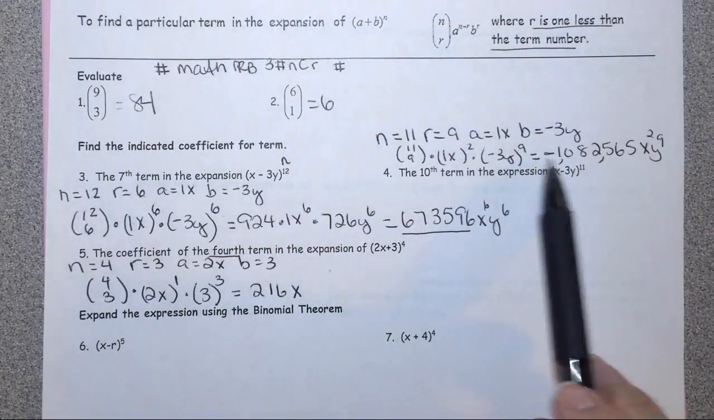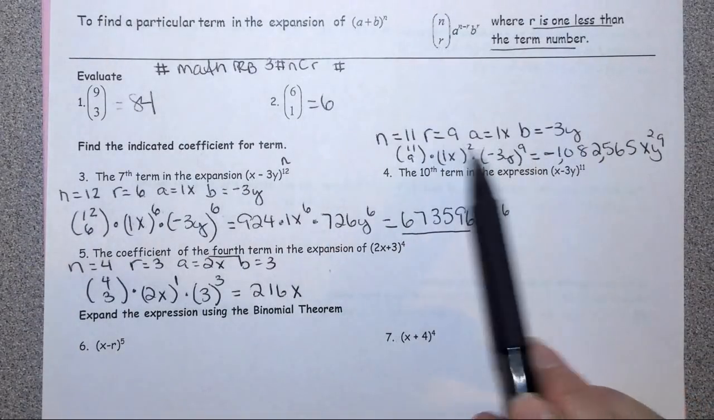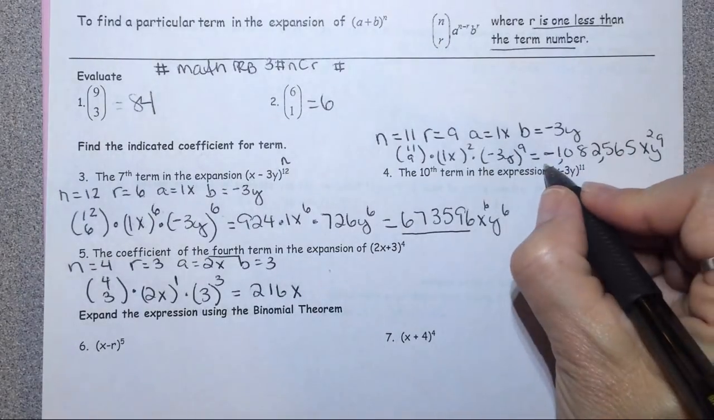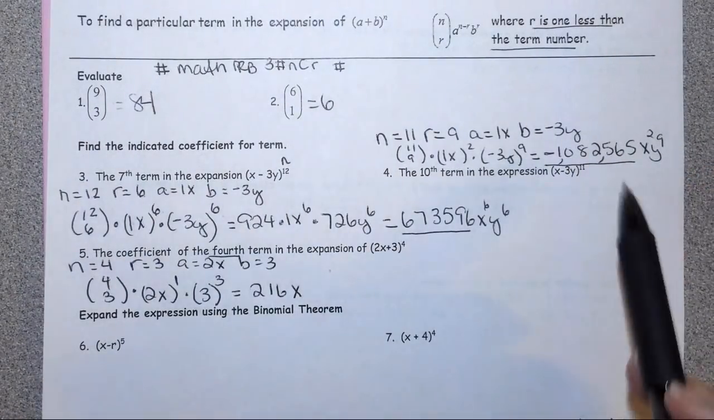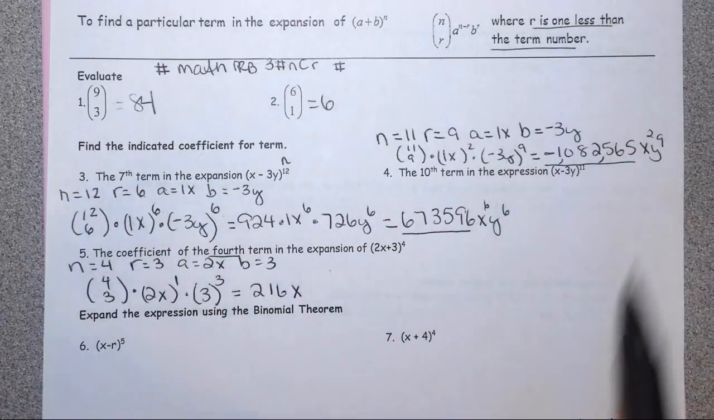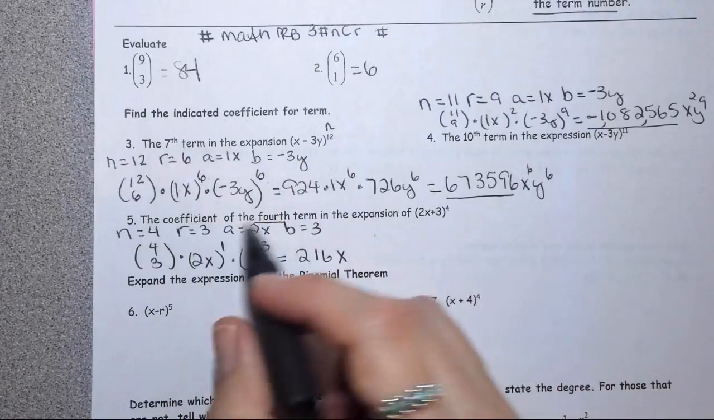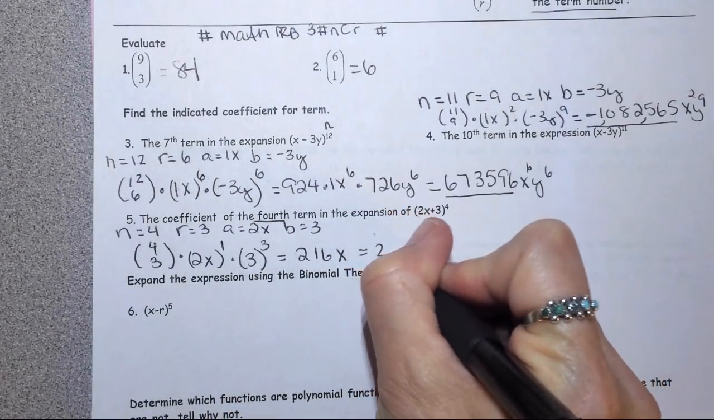And I get a negative answer. That's absolutely okay. X squared, y to the 9th. Again, if they ask you for just the coefficient, you give them the number out front. If they ask for the whole term, include the x squared and the y to the 9th. Number 5 specifically asked in this problem for the coefficient.